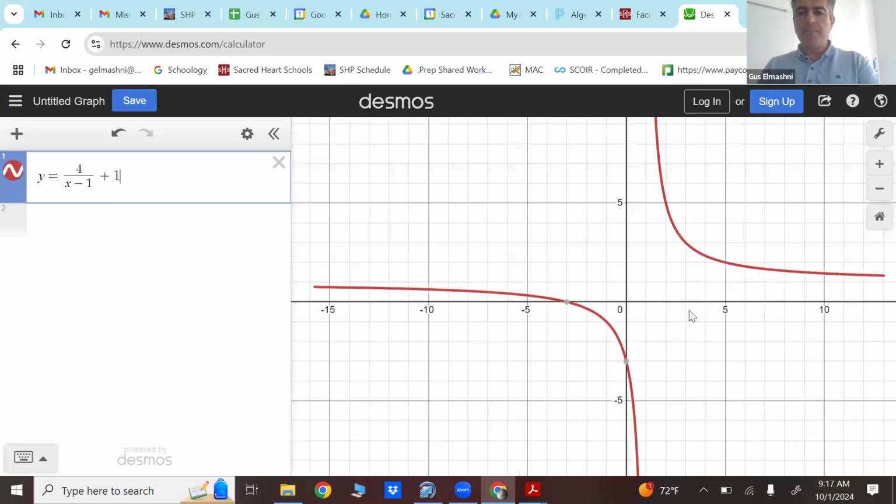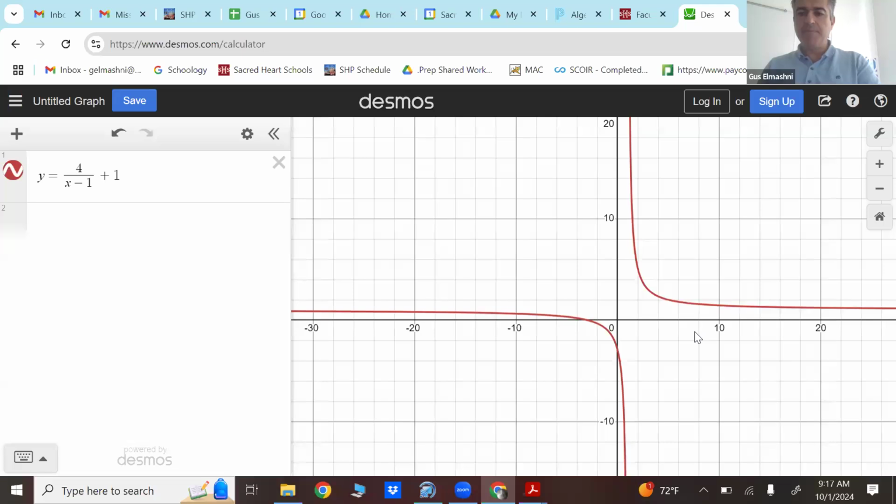Okay, there's a graph. I just punched in the graph, right? This is number 2 on the next set. Here's the equation: 4 over x minus 1, plus 1. This is going to be a great segue to what we're going to talk about in the next unit. We're going to talk about transformation of the graphs. We're going to look at parabolas and other stuff, and move things around.